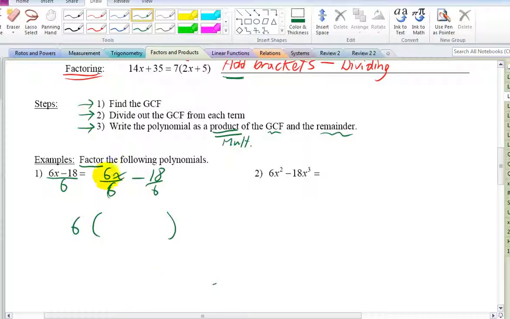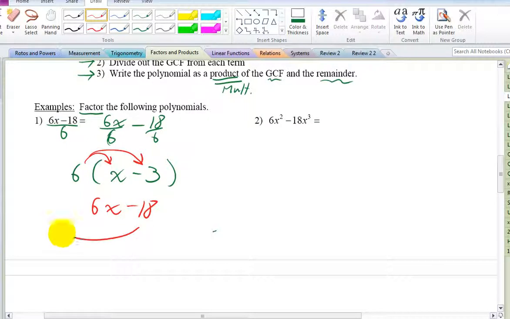Well, what's 6x divided by 6? X. What's 18 divided by 6? 3. Hey, what would happen if we multiplied this out now? What would happen if we went 6 times x minus 3? What would we get? That's your check. Right? 6x minus 18, it's got to be the same as what we started with. If it's not the same, you made a mistake. Okay. All right. Next one.